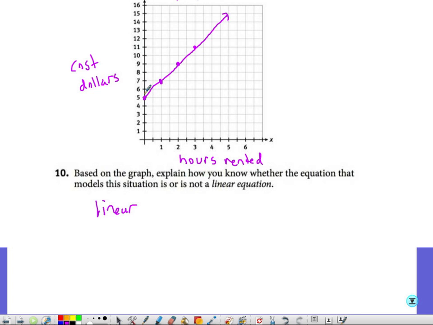Notice that our slope is the same. We're rising 2 and going over 1, rising 2, going over 1. So that's what we mean by constant rate of change.